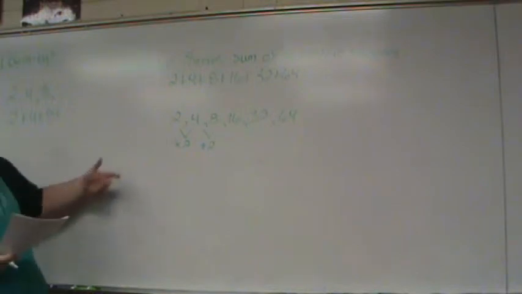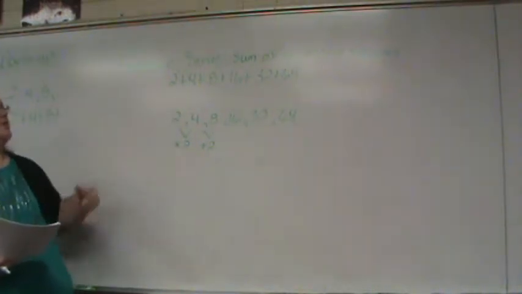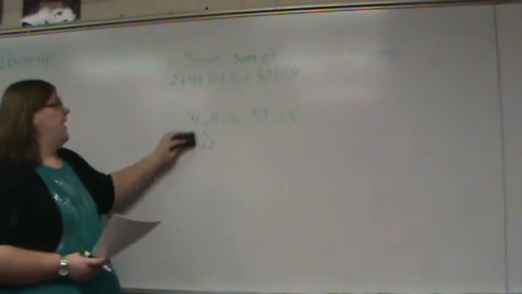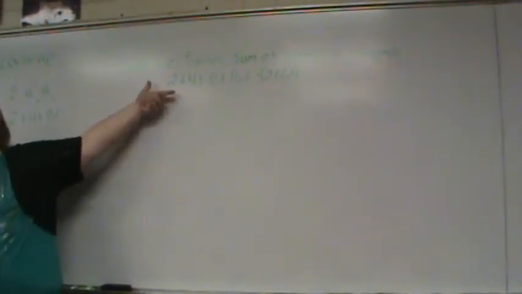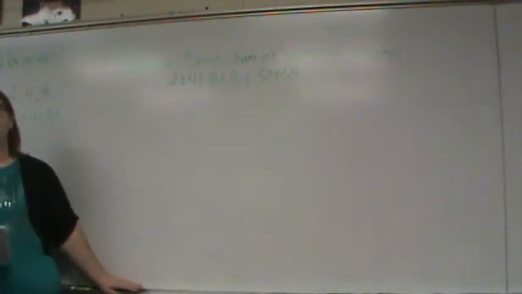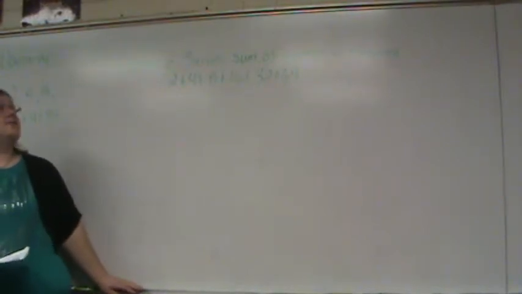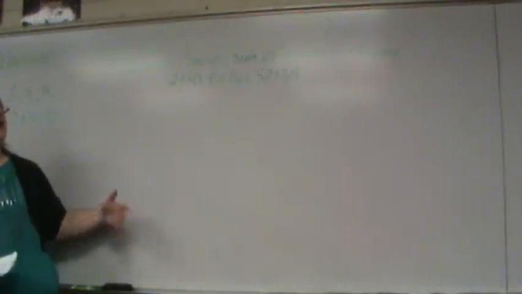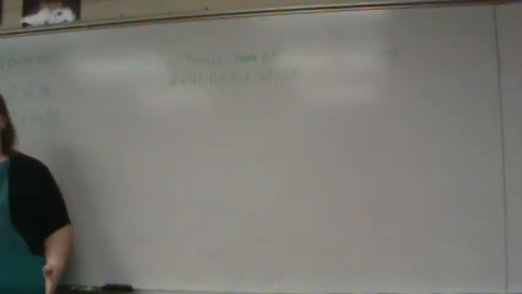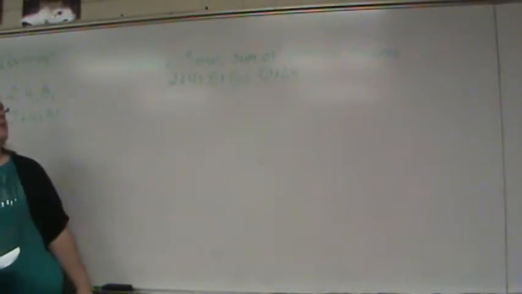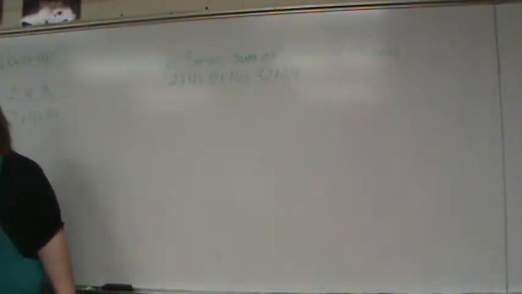So now, for this geometric series, I want you guys to find the sum. And tell me, before you find the sum, is this series infinite or finite? It's finite. Why? Because it stops. So that was the difference. Infinite continued forever. Finite, you have a last term. So when it's dot dot dot after it, that means that it's infinite.